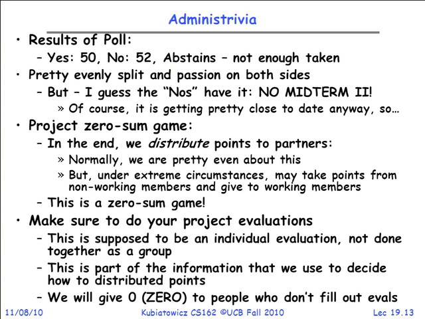All right, no midterm. I took it off the schedule. We'll talk about security instead.